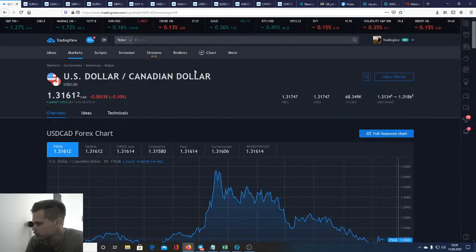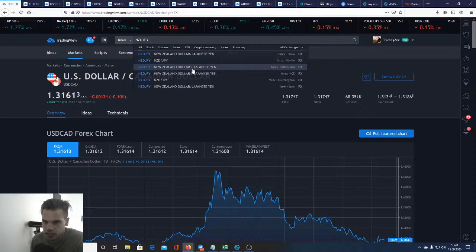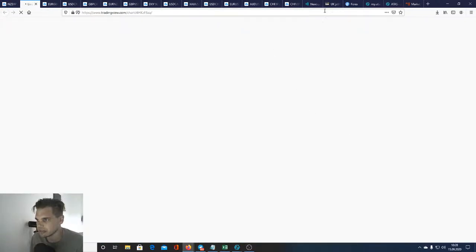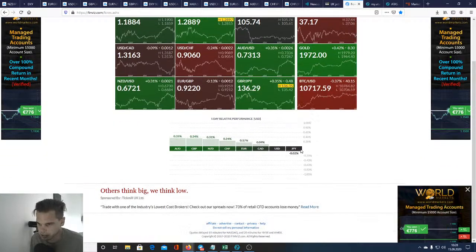So what about NZD JPY? NZD has been very strong generally, or recently, and generally very strong. Now look here, JPY pretty weak, NZD very strong today, when you look at the daily performance.